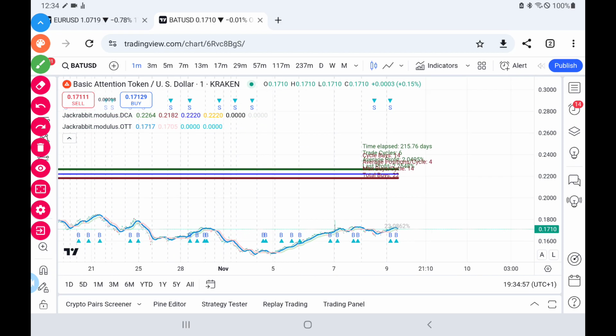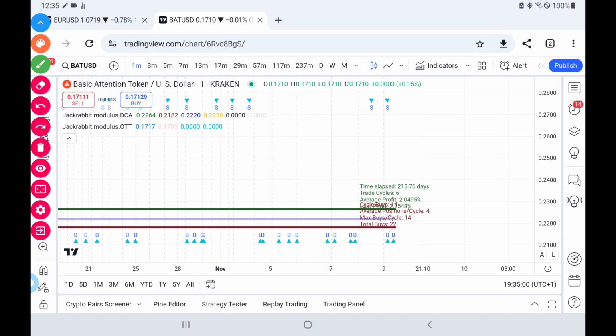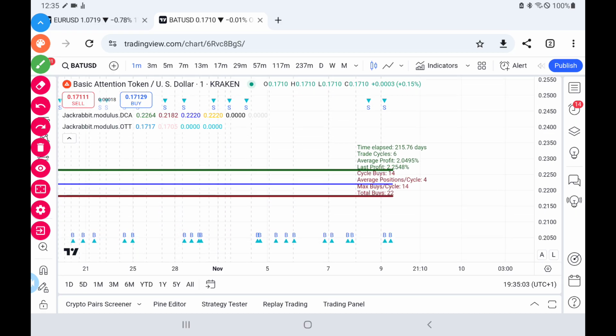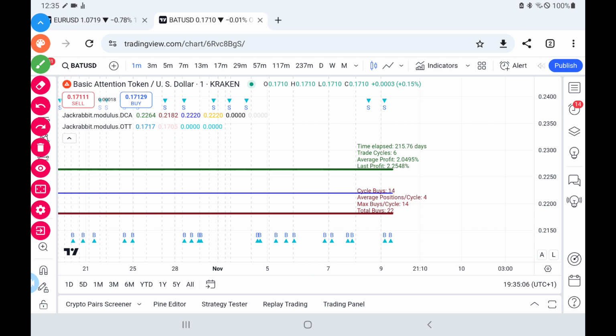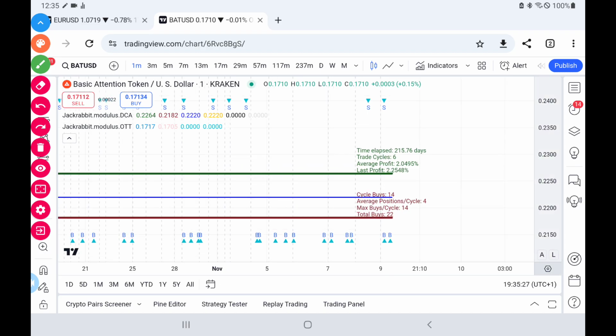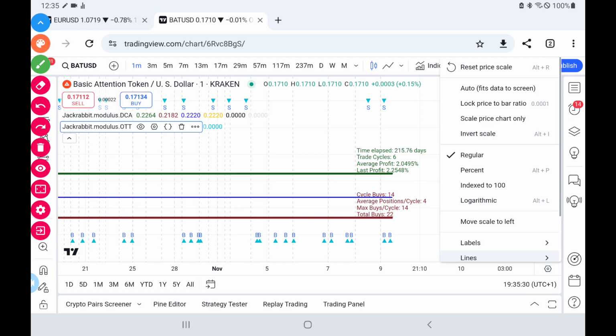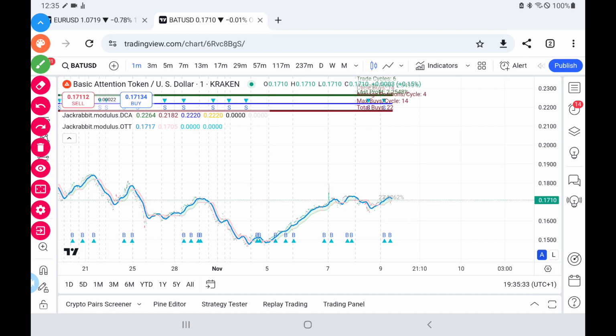BAT. This is an asset that is a nightmare to deal with. Getting into it is easy, but getting out of it is very difficult. And even as difficult as it is, there are only a maximum of 14 purchases with 6 full completed trade cycles. So it is certainly well worth looking at. I hit the right button here. Let's see what other goodies we can find.